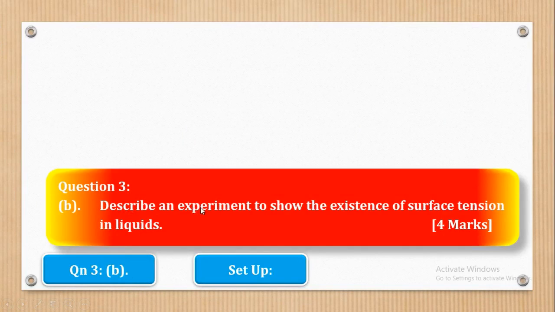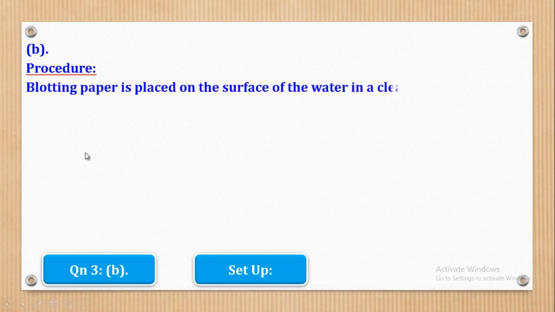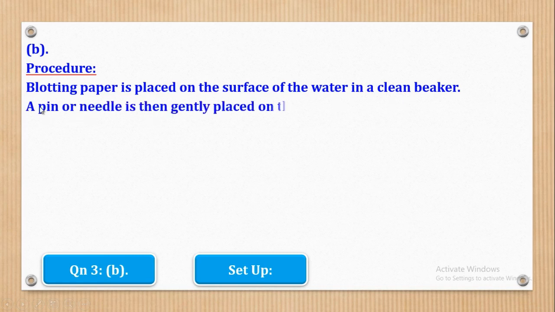Part B says describe an experiment to show the existence of surface tension in liquids. So we shall start with the procedure: blotting paper is placed on the surface of the water in a clean beaker. After doing that, a pin or needle is then gently, note that word, gently placed on the blotting paper and observed.